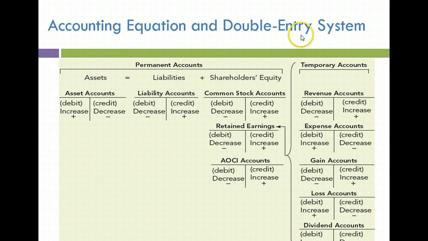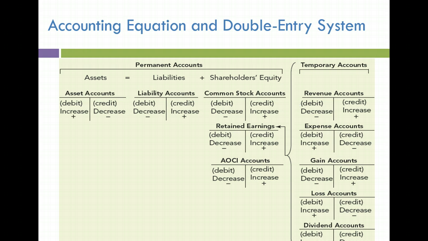Now our temporary accounts, our revenues and our expenses. Revenues also have a normal credit balance. I like to think of it as when I provide a service, I'm either going to receive cash or accounts receivable. Cash or accounts receivable is an asset. When the asset goes up, I'm debiting that asset, so I've got to credit a revenue. Make sense?